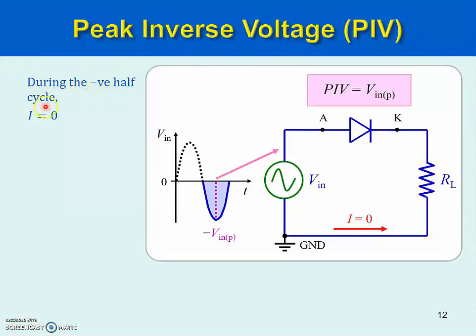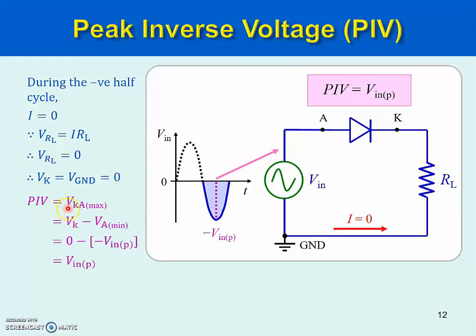During the negative half cycle, the diode is reverse biased. The current tries to flow this way, but is blocked by the diode, so no current. Current is 0. So as we discussed earlier, current 0 means the potential difference across the load is 0. So the voltage at K is the same as the ground, meaning it is 0 volt. Voltage at K is 0 volt.